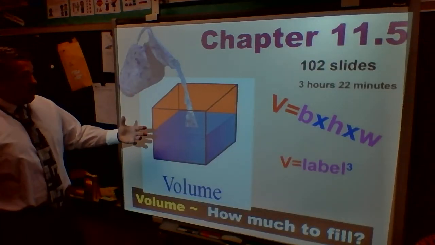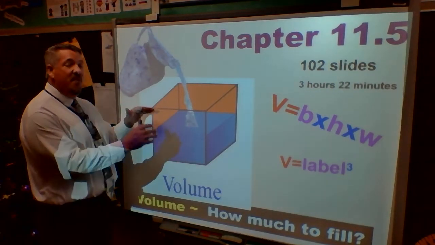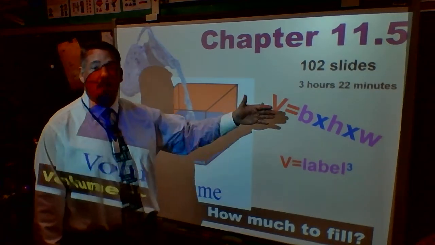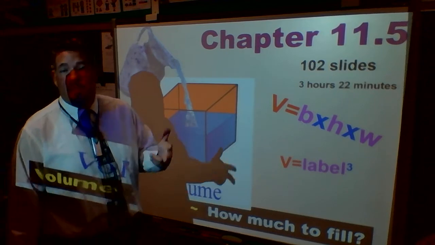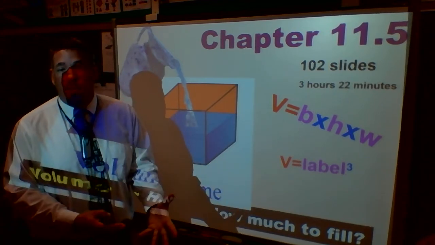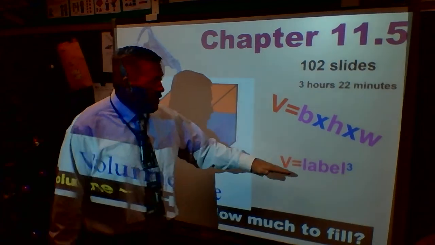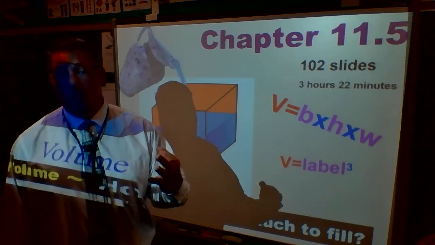So understanding that we're talking about volume, we're talking about 3-dimensional shapes, how much will fill up the shape. I know that my formula is base times height times width. You'll see it printed in other places as length times width times height. It doesn't matter which one you use, they all have the same meaning. Always remember that my label is cubed. I multiply 3 things together, so I cube my label.